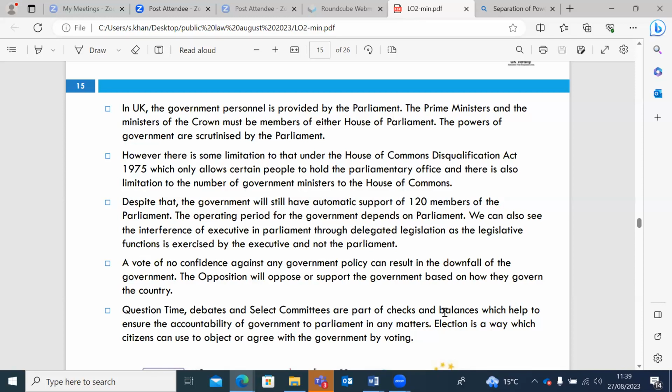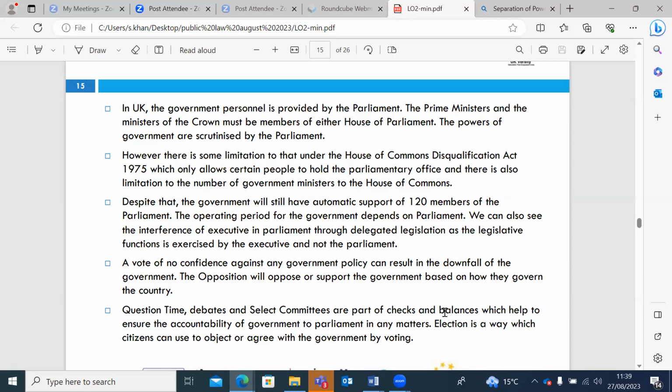The operating period for the government depends on Parliament. We can also see the interference of the executive in Parliament through delegated legislation, as the legislative function is exercised by the executive and not Parliament. A vote of no confidence against any government policy can result in the downfall of the government.